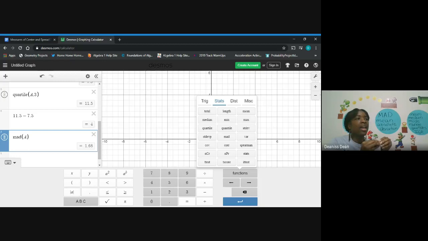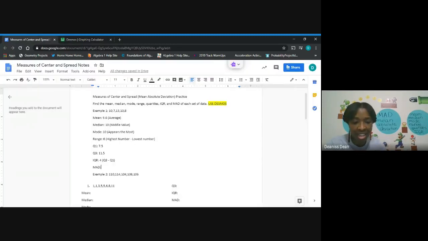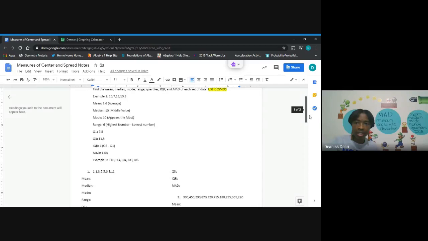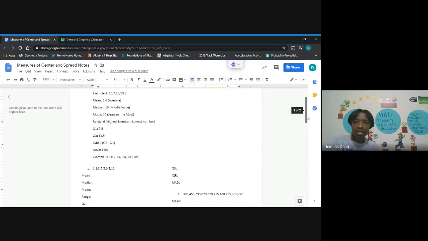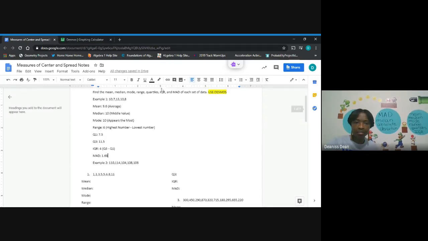So basically they said, okay, how far is 10 from the mean? How far is 7 from the mean? How far is this from the mean? They found the distances between those numbers and took the average of it. And that's how we end up with the mean absolute deviation. You don't have to do this by hand. You have Desmos right here to do it for you, so that saves you a lot of time. So the mean absolute deviation of this data is 1.68. All right. So that's the first example, example 1.